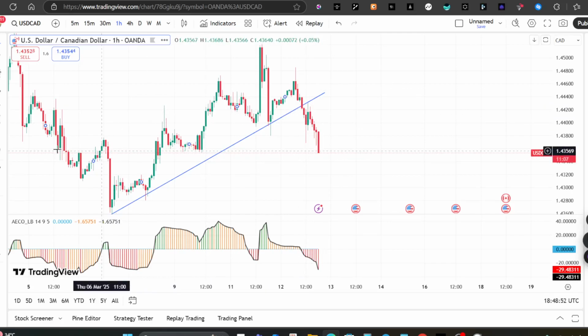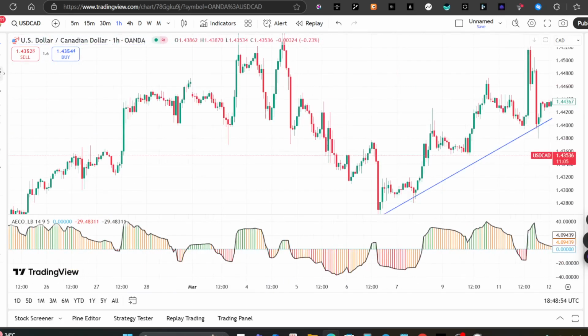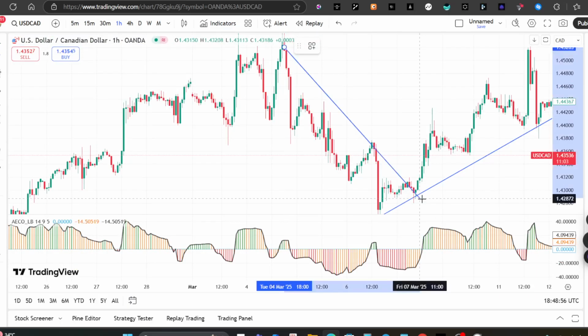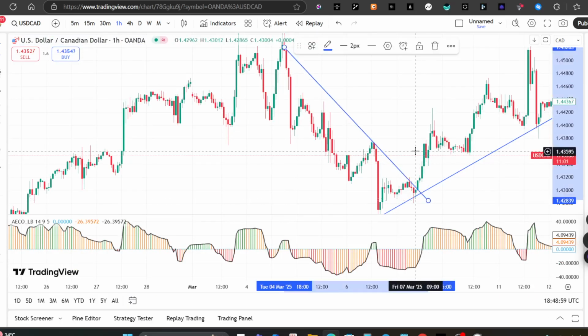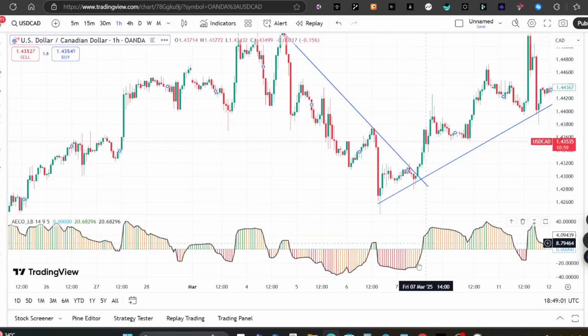On the flip side, if the price is in a downtrend, but the Ergodic Candlestick Oscillator begins moving above the zero line around here, you can see what happened here. It could signal a bullish reversal. A crossover of the oscillator to the positive side combined with bullish candlestick pattern could be a solid entry signal for a long position.